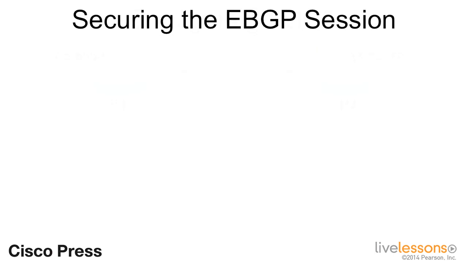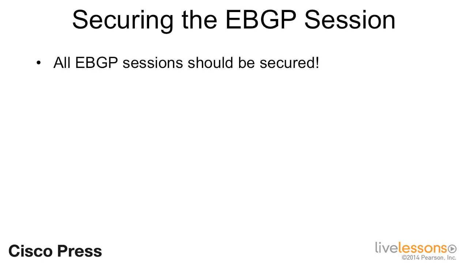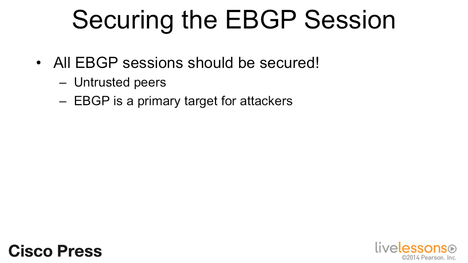As you certainly know, any protocol session should be secured with, at a minimum, some sort of authentication between neighbors. Session security is especially important for EBGP because, as I've repeatedly emphasized, EBGP runs between untrusted peers. And because EBGP is the public-facing routing protocol for most autonomous systems, it's the routing protocol most readily accessible to attackers. Far more attacks are directed against EBGP than any other routing protocol.